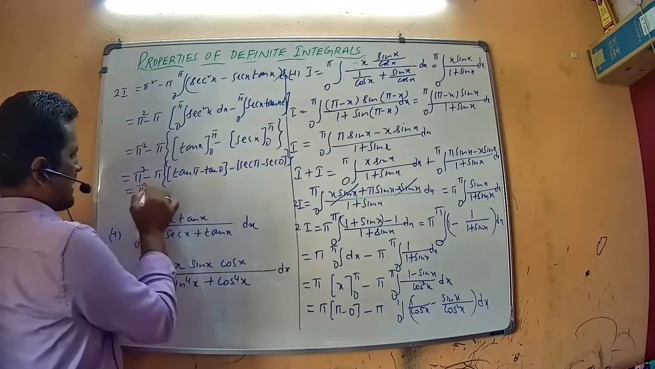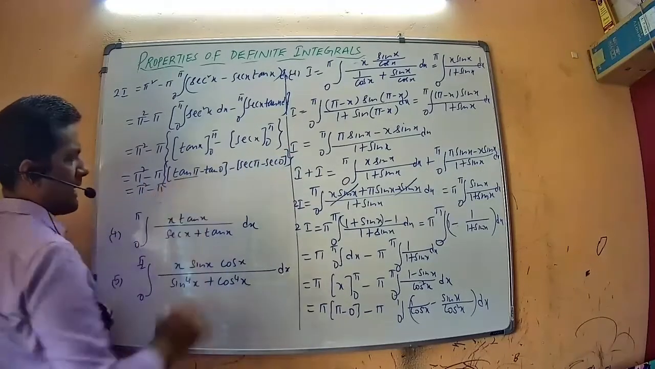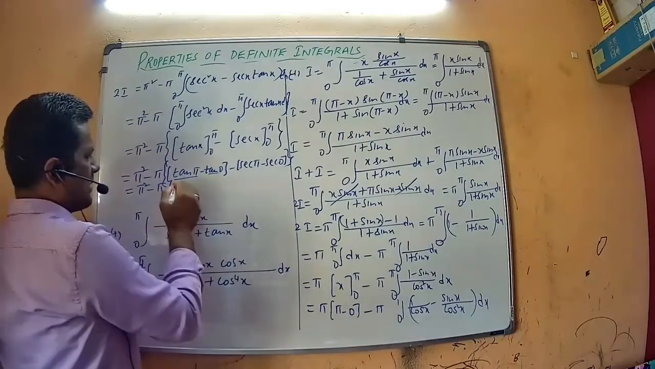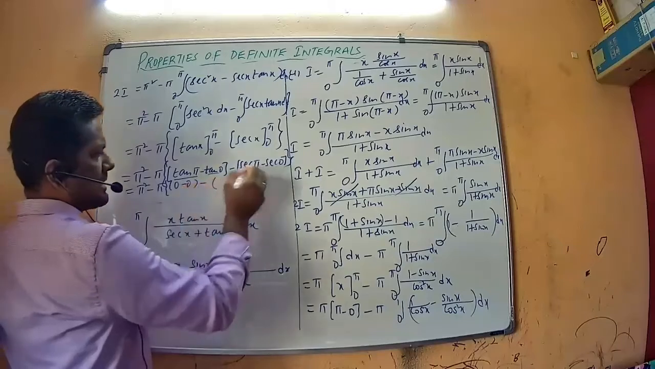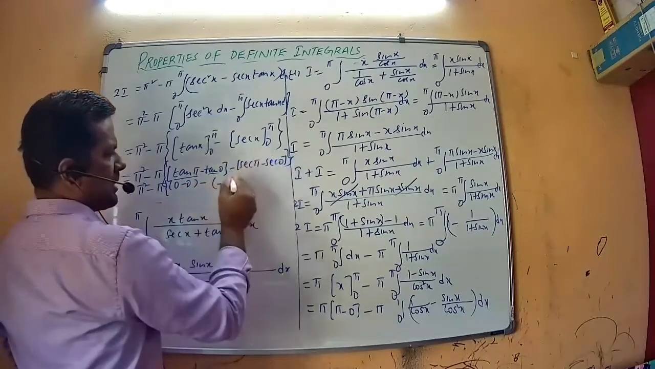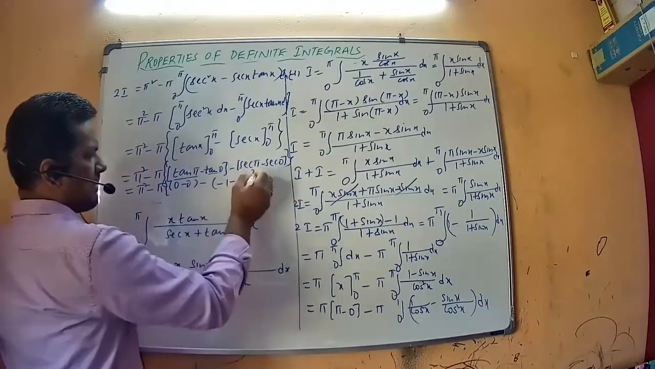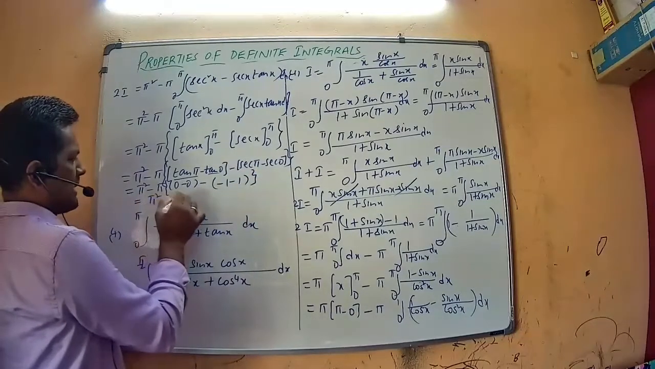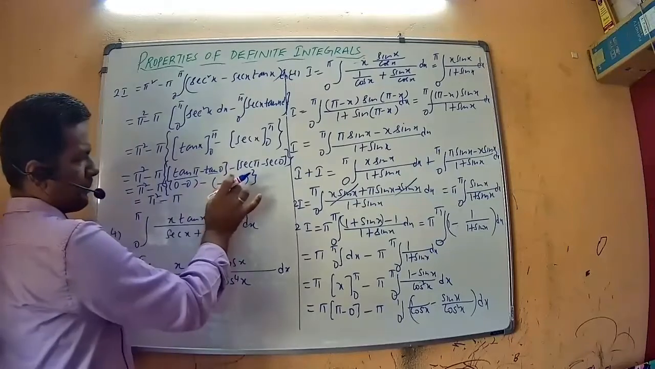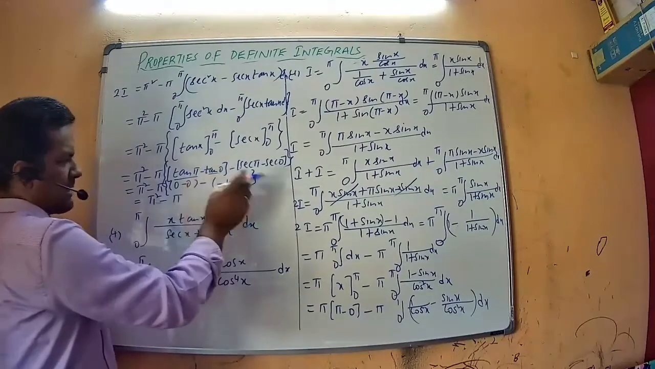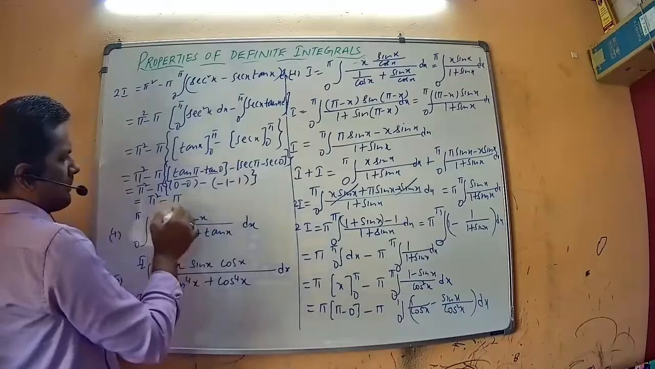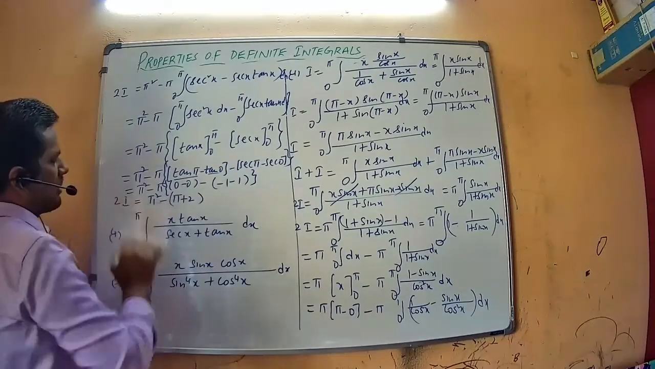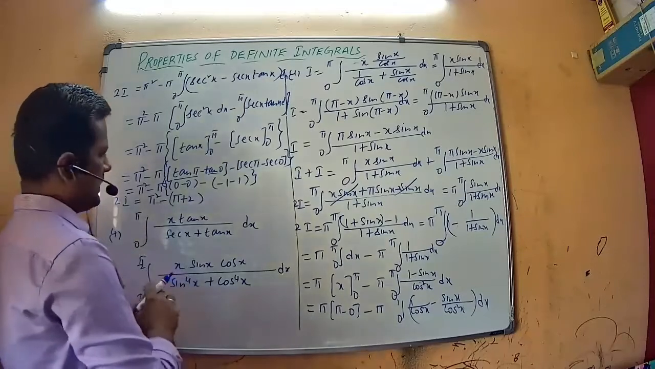So this is pi square minus pi into, the value of tan pi is 0, tan 0 also 0. So this will become 0 minus 0. Here secant pi is minus 1, secant 0 is 1. So this will become minus 1 minus 1, which is minus 2. So this is pi square minus pi into minus 2. Minus 2 outside, minus is there. Minus or minus will become plus. So this is pi plus 2. 2I is equal to pi square minus pi plus 2.